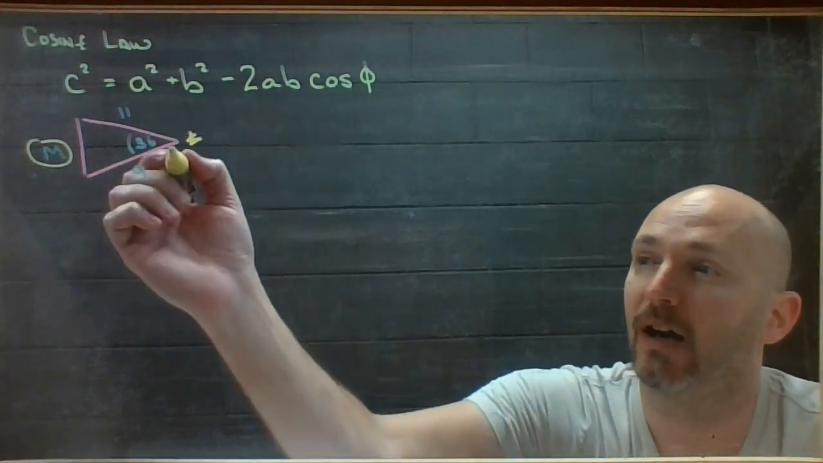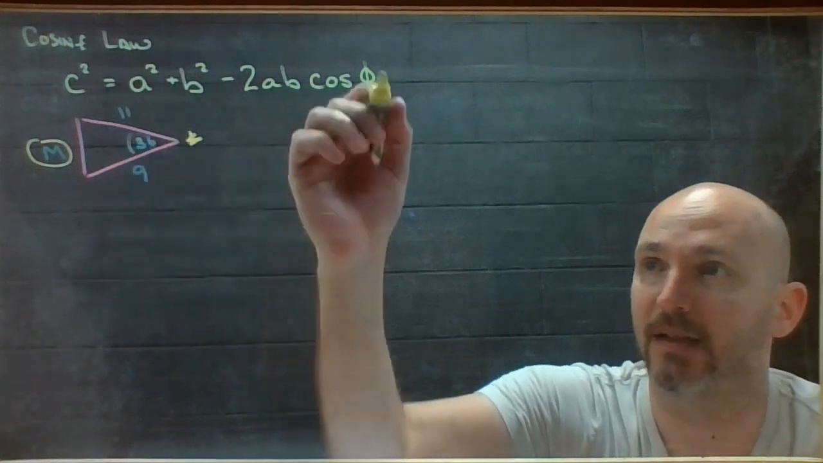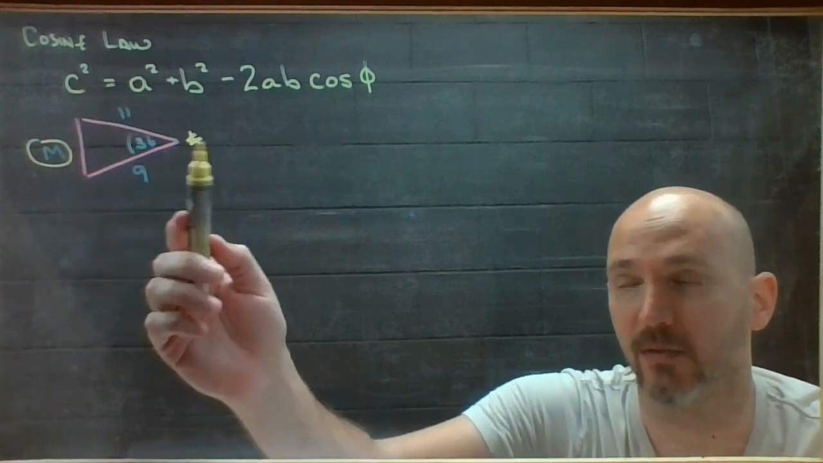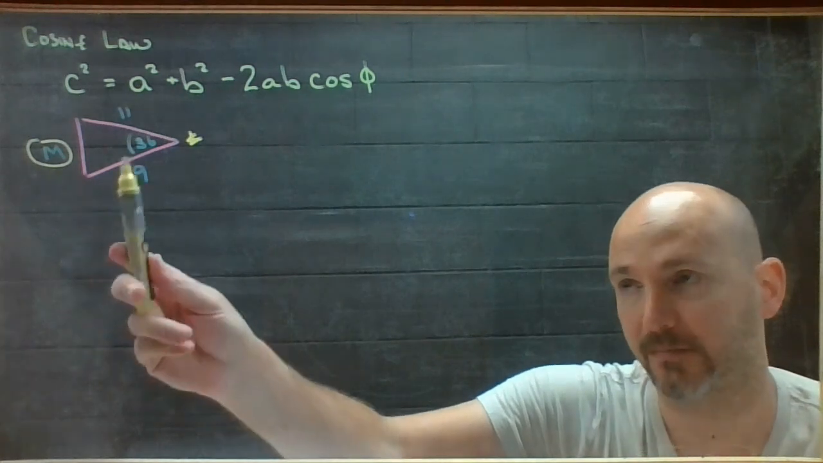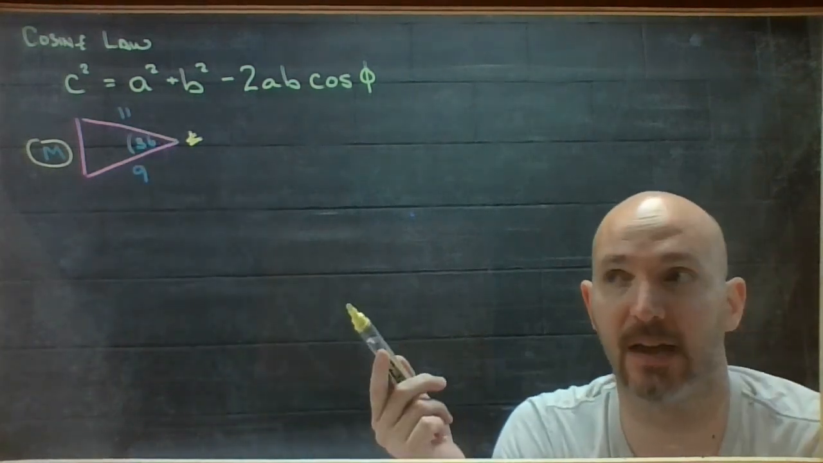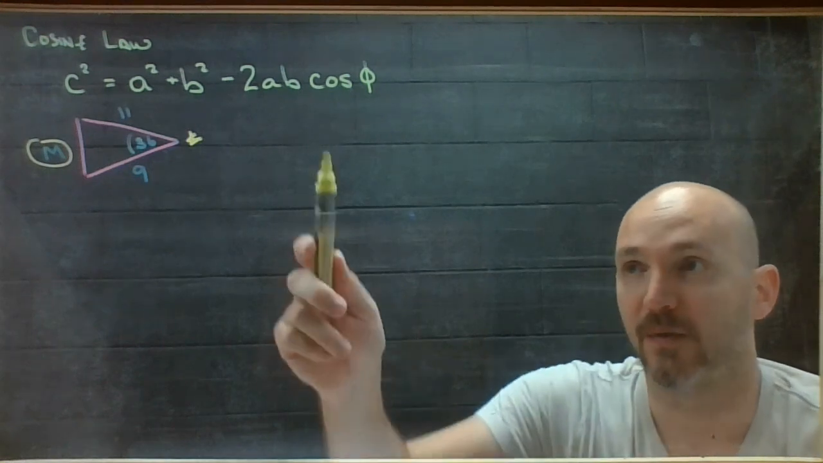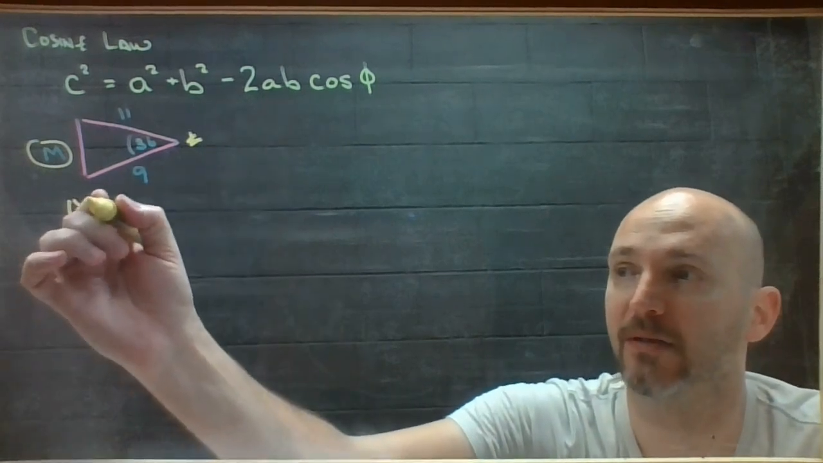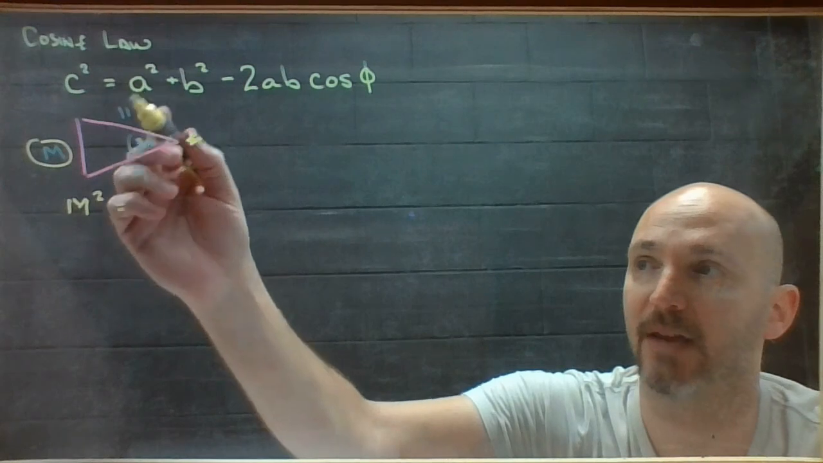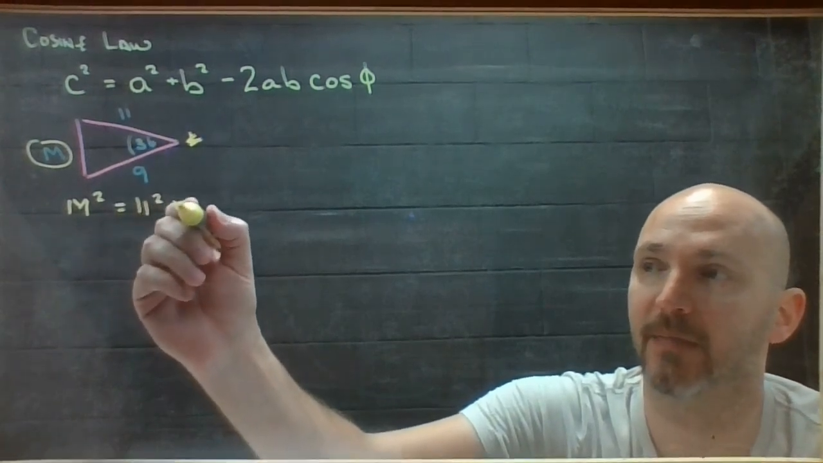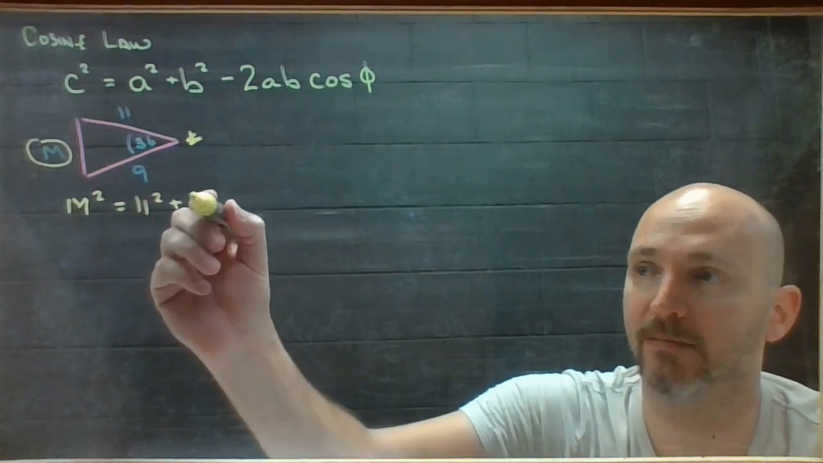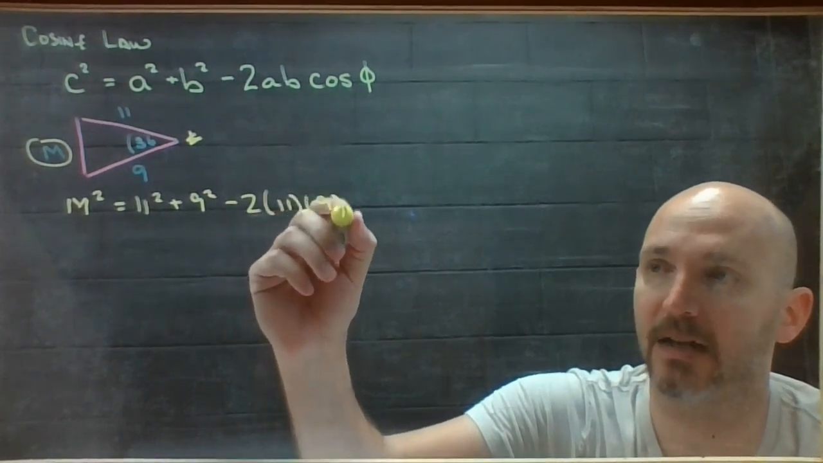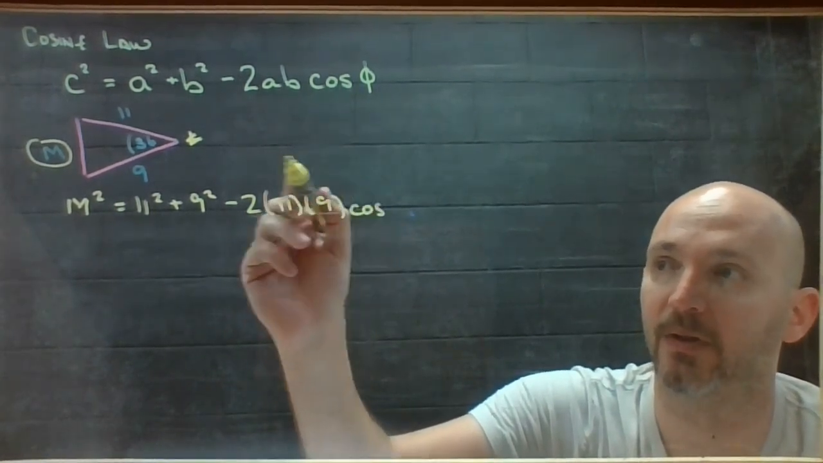So I'm going to use this as phi. That's this thing here. That goes here because it's the angle or the side across from the angle I'm going to use. And these two sides are interchangeable as A and B. So if I fill in this formula with those symbols, I'll have m squared is, I'll use 11 for A, and I'll use 9 for B. A was 11, B was 9, and I've got cos 36 degrees.